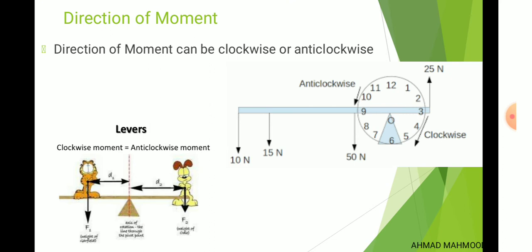Okay, then let's talk about the direction of the movement. The movement can be clockwise or anti-clockwise. Let's talk about the picture in which we have this clock on the right. There are different types of forces. This 10 Newton force is applying a movement of the clock in the anti-clockwise direction. Similarly, the 15 Newton, 50 Newton, all these forces are applying a movement in anti-clockwise direction. This 25 Newton force, which is in upward direction, is also applying a movement in anti-clockwise direction, right?